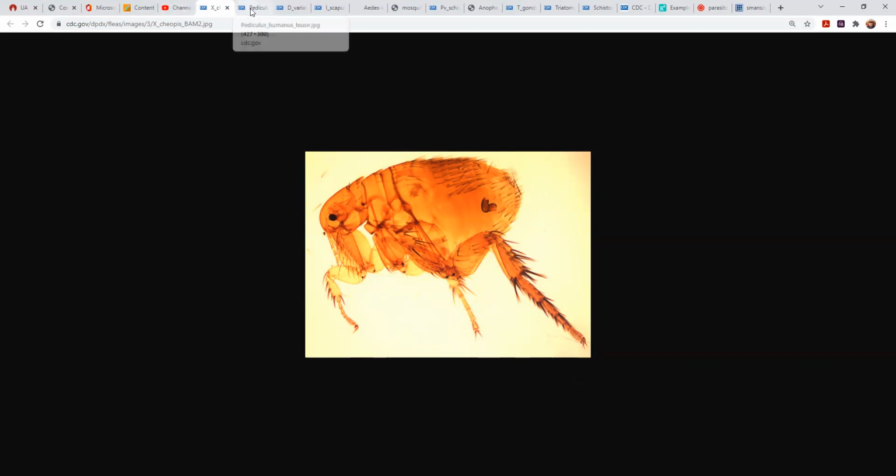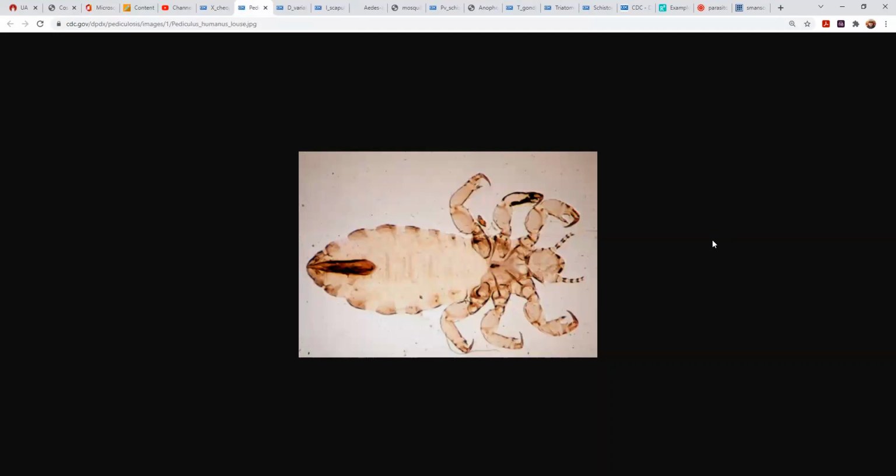The next one we're going to look at here is Pediculus humanus. This is the human body louse. So you see here it looks similar to the other lice that we've looked at. You do see all three of its legs kind of extended here, where that's a little different. We didn't see that with a couple of the others that we looked at before.